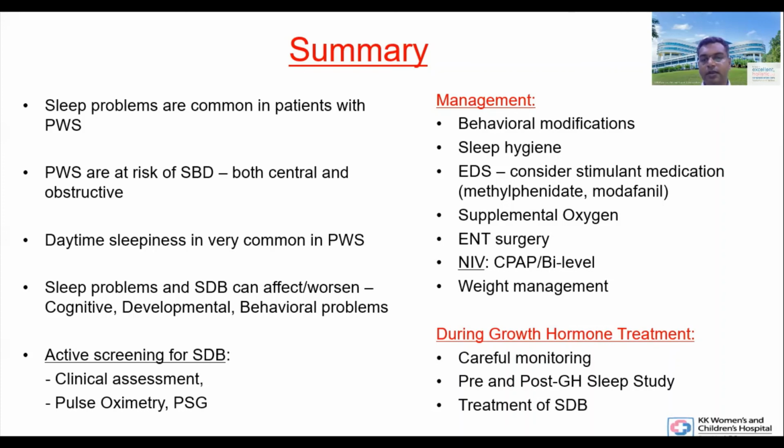ENT surgery, mainly adenotonsillectomy, to treat obstructive sleep apnea. Children with residual OSA or obesity hypoventilation can be treated with CPAP or bilevel non-invasive ventilation during the night. Weight management. And during growth hormone treatment, particular emphasis on careful monitoring, pre and post growth hormone sleep studies to be done, and treatment of underlying sleep disorder breathing to decrease the side effects.